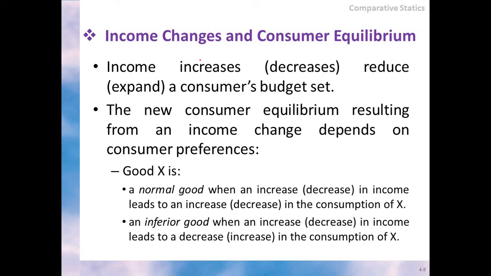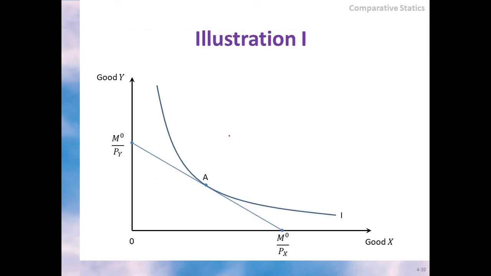Okay, another one is income, where income also can change, right? And change means that income can either increase or decrease. So here, when we talk about income, remember we can determine whether good X is normal or inferior. I hope you still remember the difference between normal goods and inferior goods. Okay, let us see the illustration.